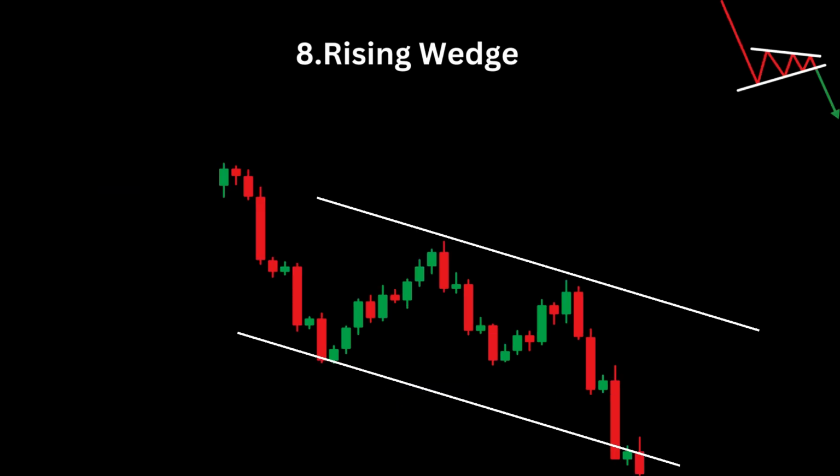The rising wedge is a bearish reversal pattern that typically forms after a sustained uptrend. It's characterized by converging trend lines that slope upward. Here's how it typically unfolds. Upper trend line connects the highs of the price, showing a series of higher highs. Lower trend line connects the lows of the price, displaying higher lows.